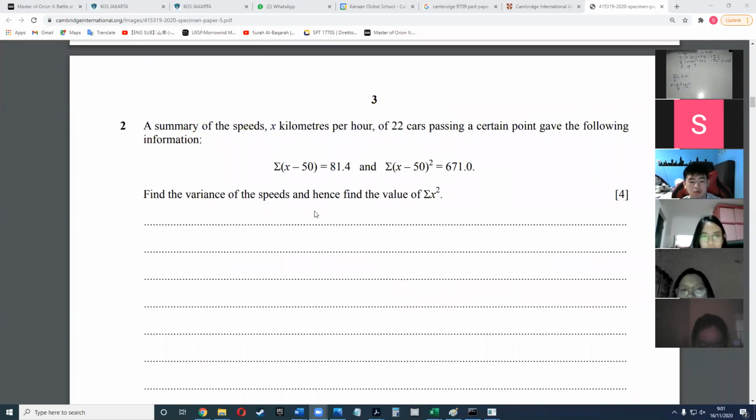A summary of speed, x kilometer per hour, of 22 cars passing a certain point gave the following information. Sum of the (x minus 50) is 81.4. Sum of the (x minus 50) squared is 671.0. Find the variance of the speeds and hence find the value of sum of x squared. Now I'm going to erase this.